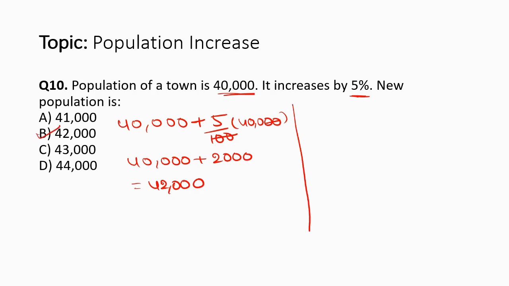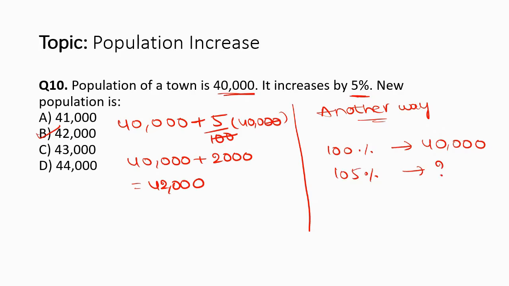Same, our shortcut trick. Another way, here 100% is 40,000. We know that it increases by 5%. It means 105% we need to calculate. So cross multiply 105 into 40,000 by 100. Just cancel, 105 into 40,000, 42,000. Okay.